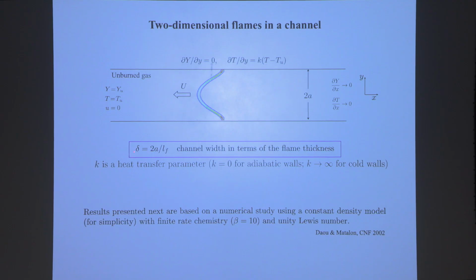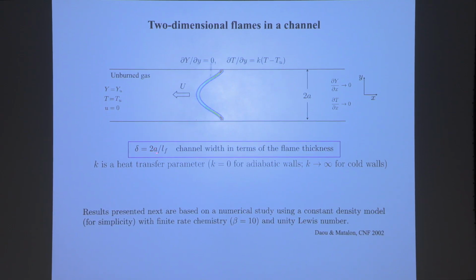An important parameter, I'll show you in a minute, is delta, which is the ratio of a to the flame thickness. In other words, it's a measure of the channel width. I'm not saying it's small, I'm just saying that that's what that delta is.